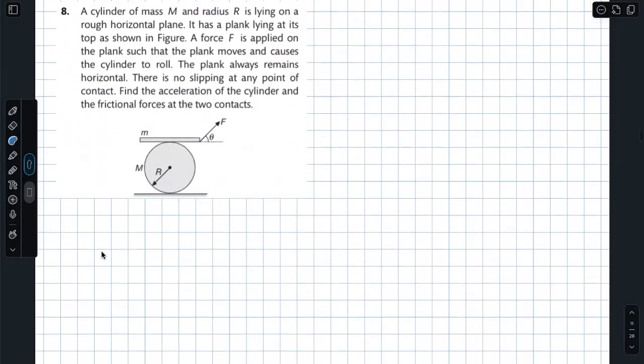8th question. A cylinder of mass m and radius r is lying on a rough horizontal plane. It has a plank lying at its top as shown in the figure. A force F is applied on the plank and then the plank moves and causes the cylinder to roll. The plank always remains horizontal and there is no slipping at any point of contact. Find the acceleration of the cylinder and the frictional forces at the two contacts.